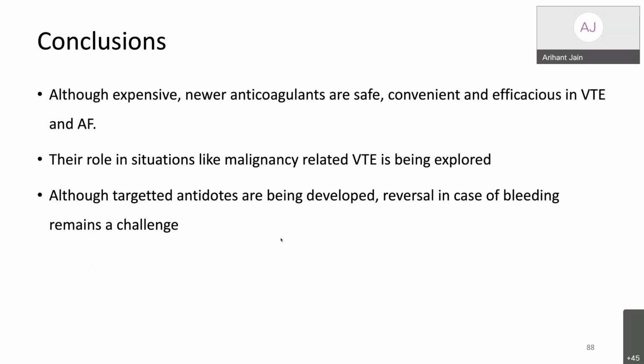So basically, this is the conclusion. Although expensive, newer anticoagulants are safe, convenient, and efficacious in VT and atrial fibrillation. In malignancy, also they are being explored. Rivaroxaban and apixaban are already approved now. Targeted antidotes are still being developed, but reversal in case of a bleeding still remains a challenge, and you have to be very active.